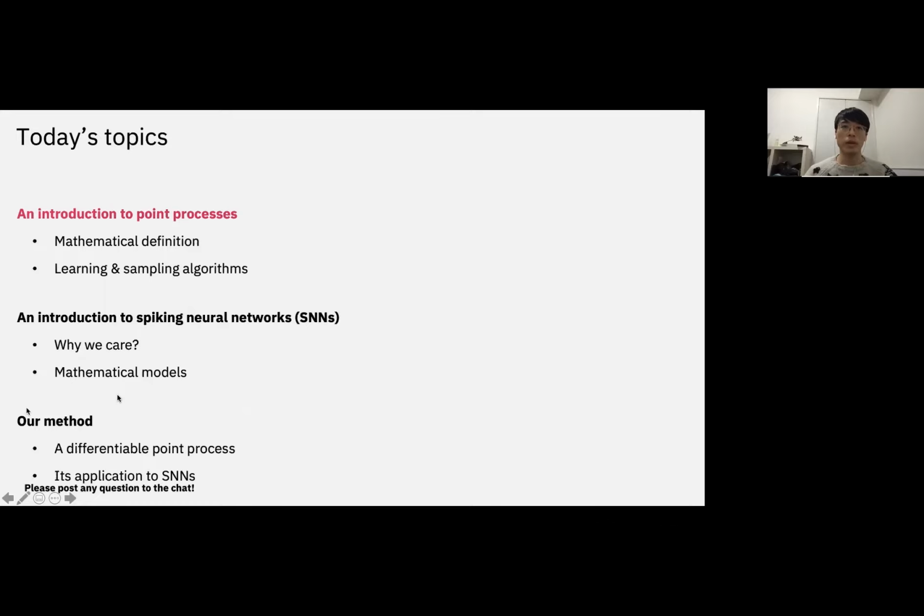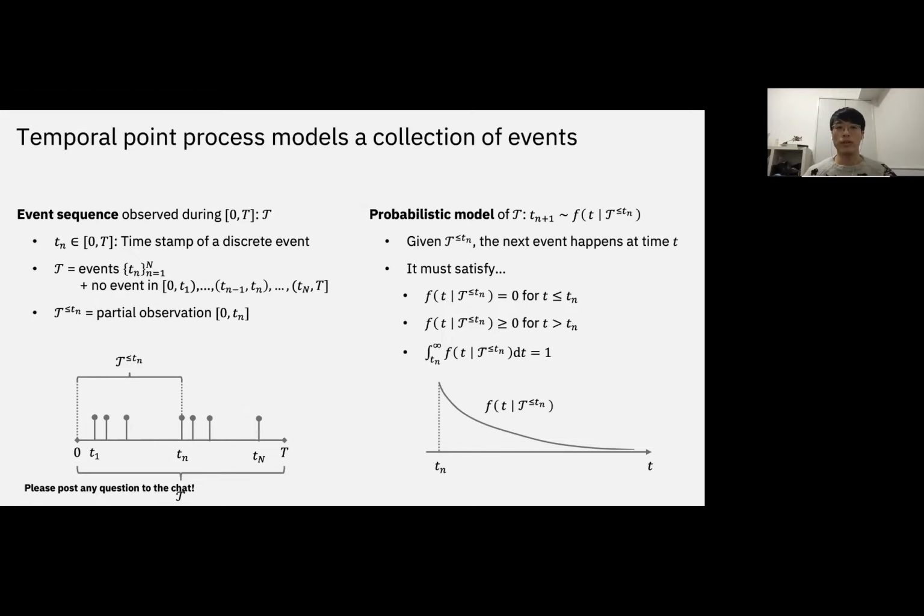First of all, I'm going to give the basics of point processes. By point process, I mean a temporal point process rather than a more general point process. A temporal point process models a collection of events. Let me first define the object that we are interested in, which is called an event sequence.